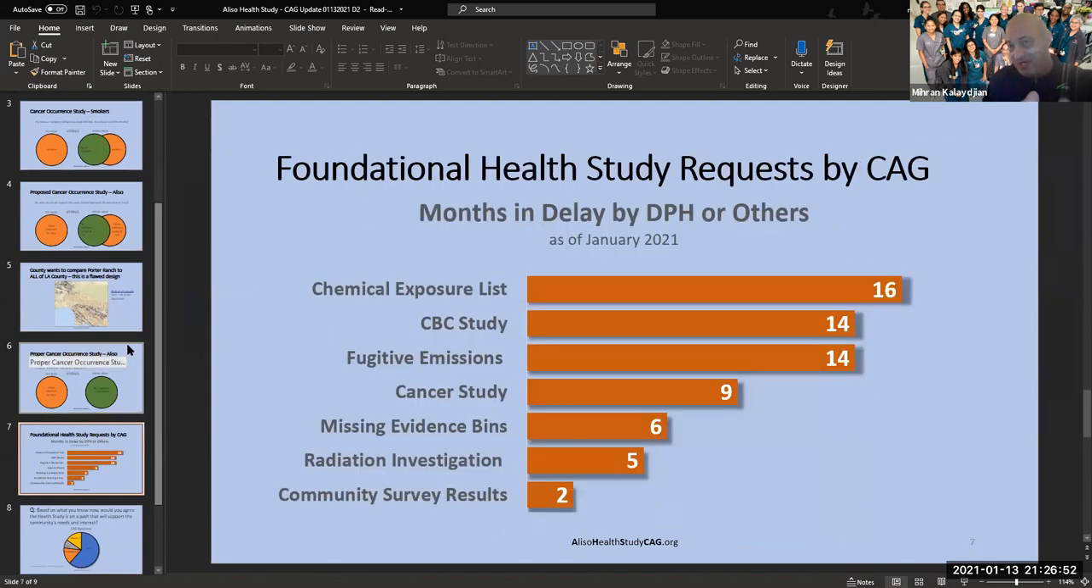Also, this is the foundation health study by CAG. You have chemical list exposure by January 21, 16%. CBC study 14%, the fugitive emissions 14%, cancer study 9%, missing evidence bins 6%. The community survey results was 2%.